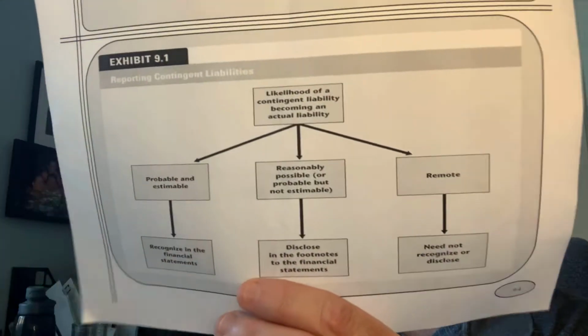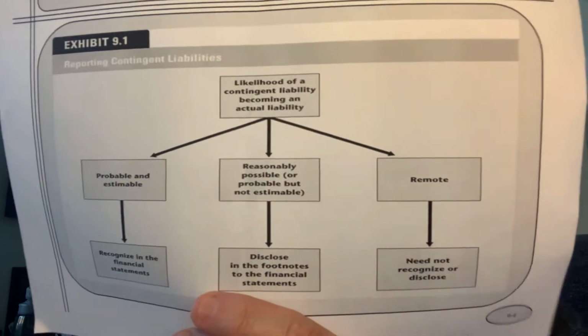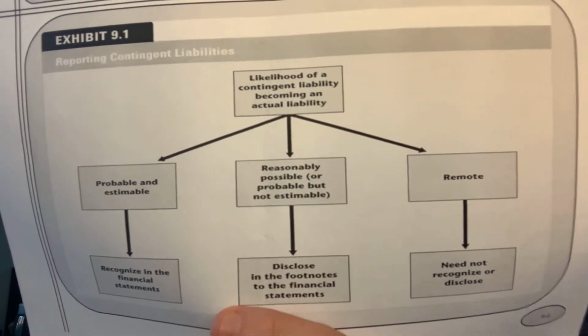Well, under GAAP, there are different categories we would assign this. And one of them is the remote category. If we determine that this contingent liability has a remote chance of ever coming to some sort of an obligation, then there's really nothing we have to do. We just note it and move on, okay? Not much we have to do. Just track what happens with it.